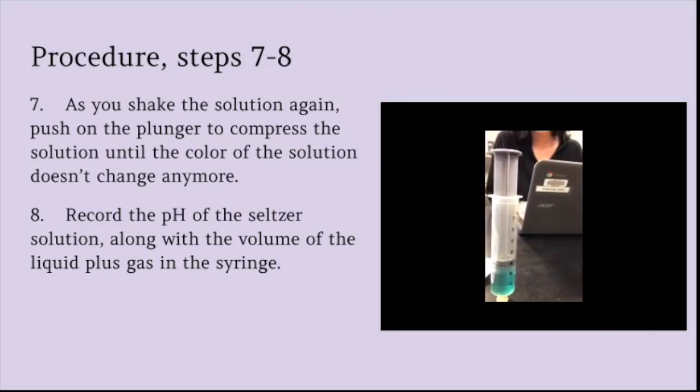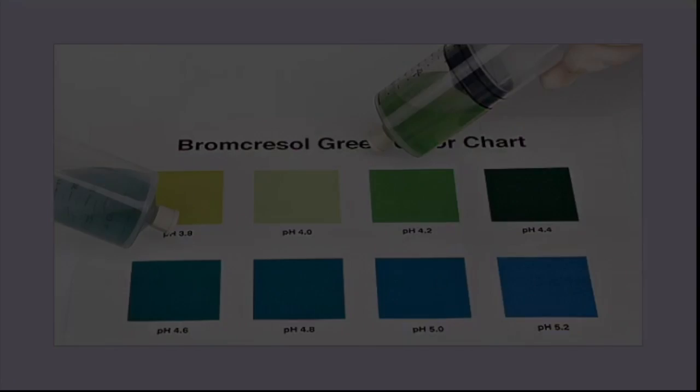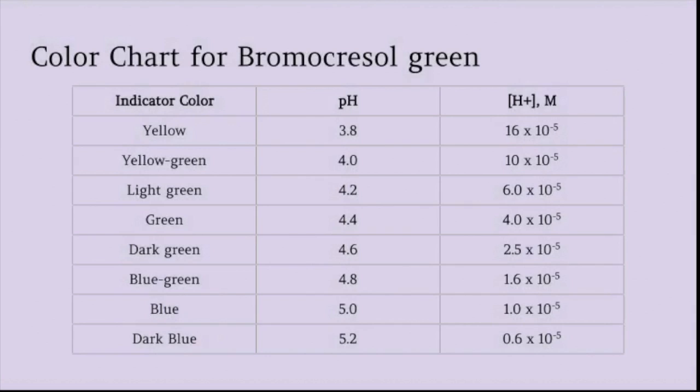This is the color chart for the bromocresol green used in the experiment. It is used to correlate the color of the indicator with the pH. On the chart, yellow has the lowest pH, green has a neutral pH, while blue has the highest pH level. The pH correlates to the amount of hydrogen ions in the solution, as shown in the chart.